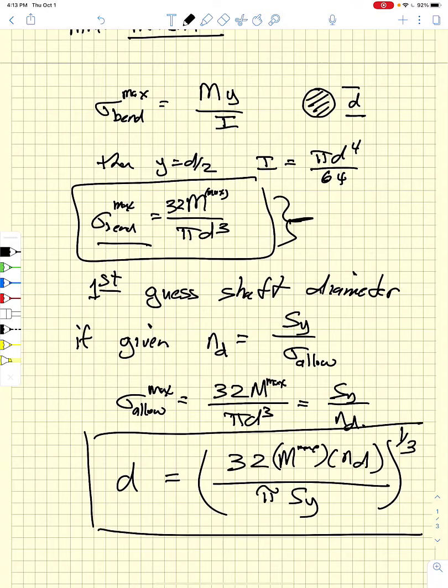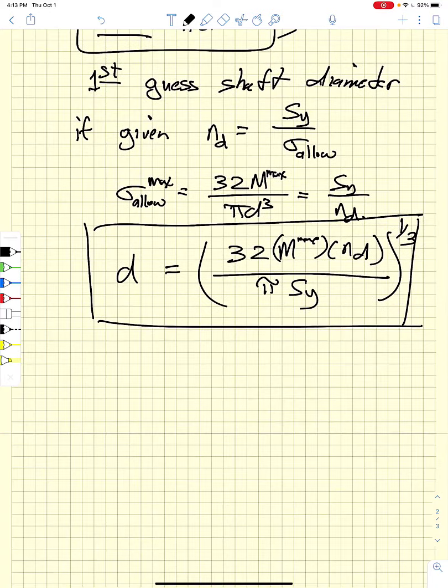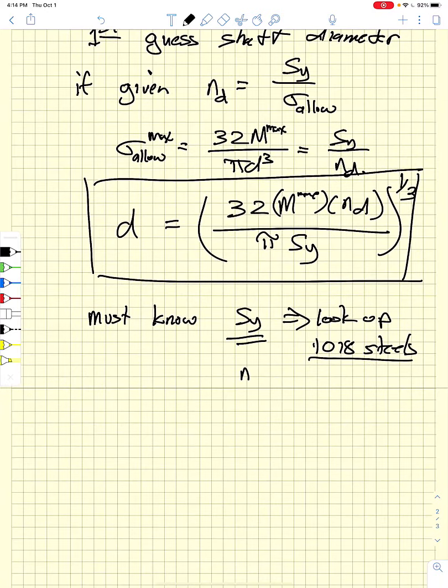That gives us our target first estimate for the diameter of the shaft that is required for a uniform, solid, circular shaft exposed to the loading that we just said is going to be applied to that shaft. So what do we need to know? We must know Sy. What are we making it out of? We have to look that up for the given alloy. Usually these are 1018 steels, so it's easy for us to find that. The other thing that we need to know is the design factor of safety. With that, you can easily calculate a target diameter for your shaft. That allows you to select shafts.